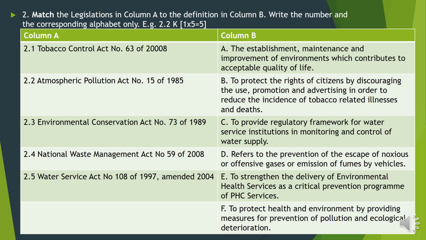So, for instance, look at the first one, the Tobacco Control Act, number 63 of 2008. When you read the statements in column B, number B says: to protect the rights of citizens by discouraging the use, promotion, and advertising in order to reduce the incidence of tobacco-related illnesses and deaths. So if you know what the Tobacco Control Act is about, you'll be able to note that it actually does match this description B. So your answer to 2.1 will be B.